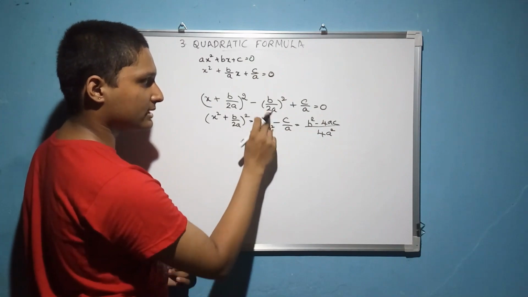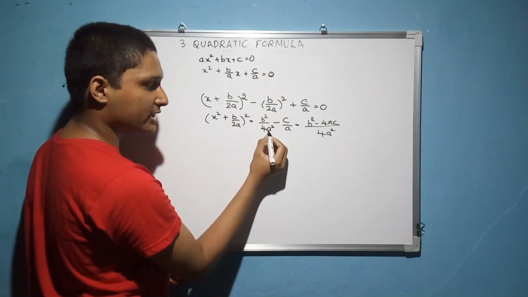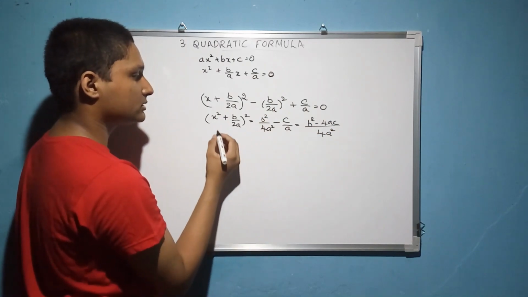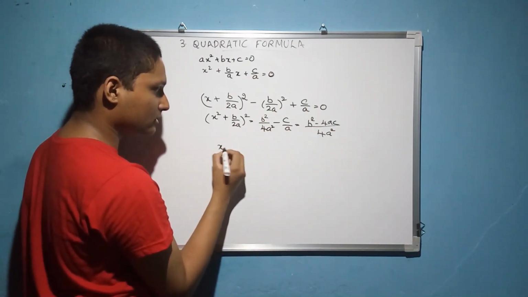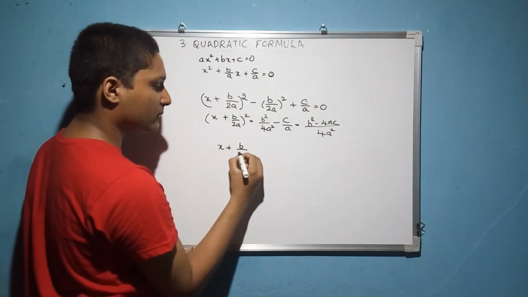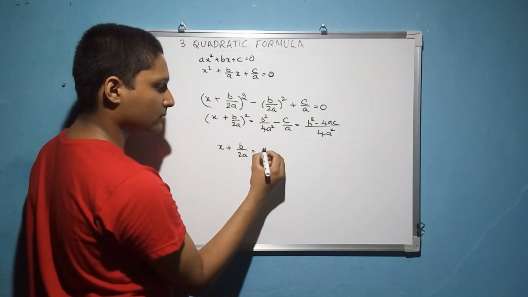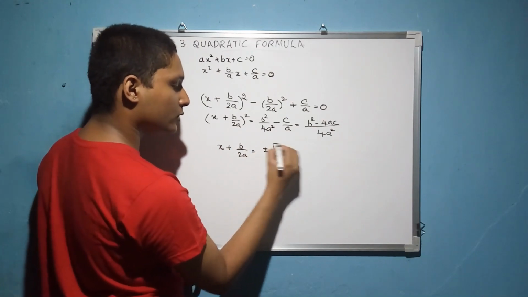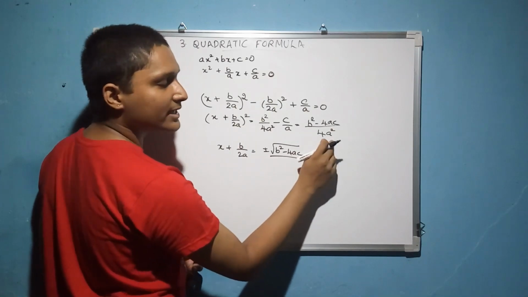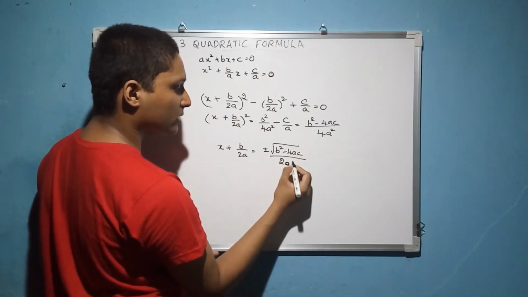So the square had to be there, right? So 2a becomes 4a². So now I need to take the root. It is going to be x + b/2a is equal to plus or minus root of b² − 4ac divided by root of 4a², which is 2a. I need to write 2a here.